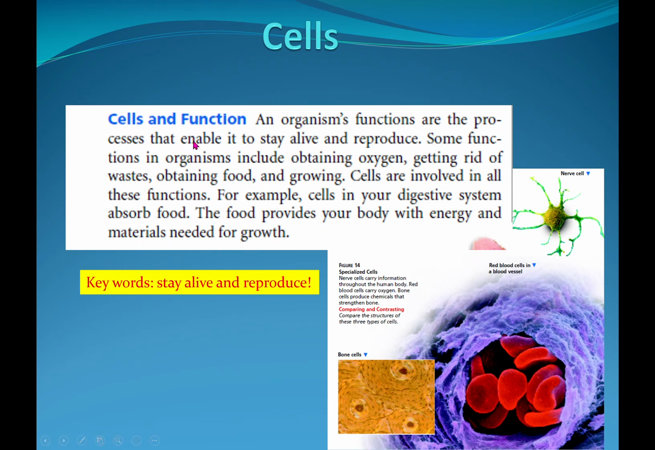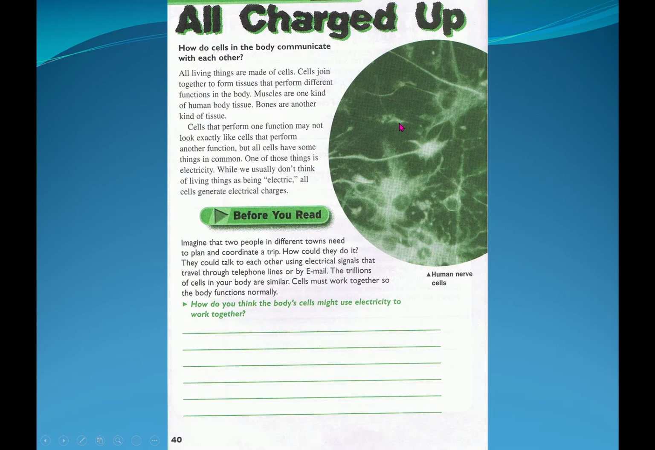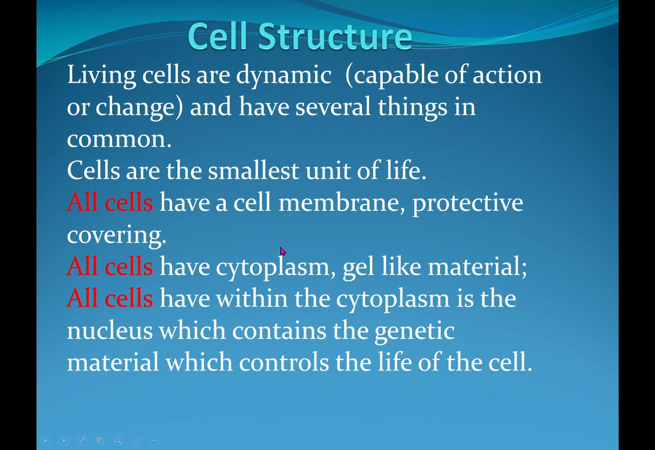So quick recap. We know that staying alive and reproducing are two things that all cells do. We know that cells have communication with each cell in the brain. It's used like an electrical current. Three things that all cells have are a cell membrane, cytoplasm, and DNA.